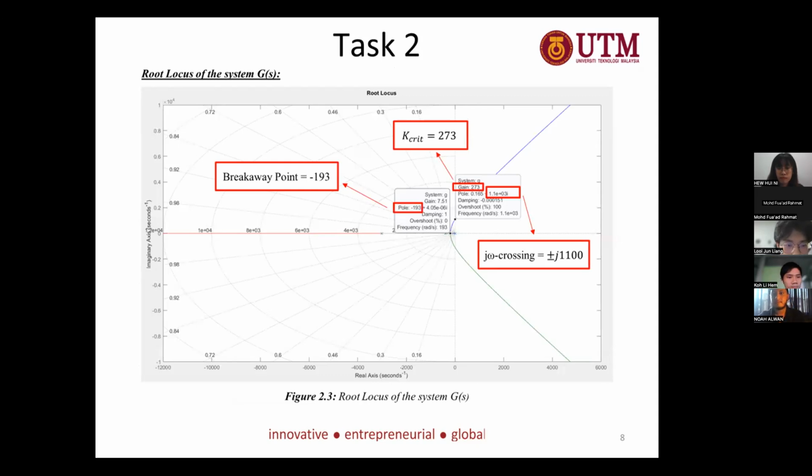What is the value of the oscillation frequency when the system is critical? When the system is critical, the oscillation frequency is 1100 radian per second. Okay.